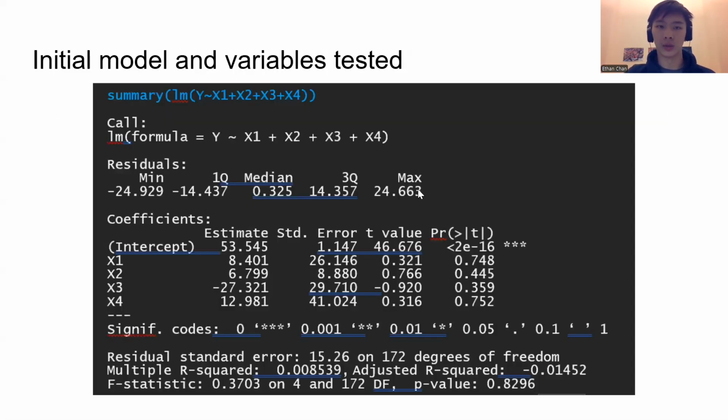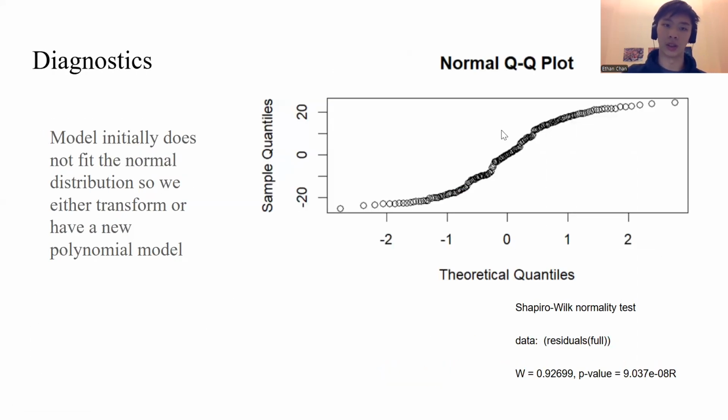The initial model is the normal y equals x1 plus x2 plus x3 plus x4, or the simple model. However, it has an R squared of 0.008539, which suggests a very bad fit, which can be shown through the normal QQ plot. This plot does not suggest a normal distribution, and neither does the Shapiro-Wilk normality test. So we need to do a transformation or a polynomial model.